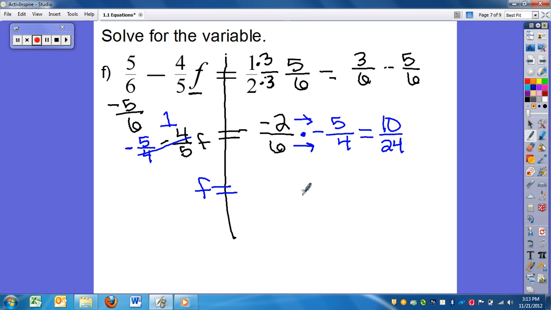Simplifying that down, 10 over 24, I can divide the top and bottom by 2. So I get 5/12 as my final answer.